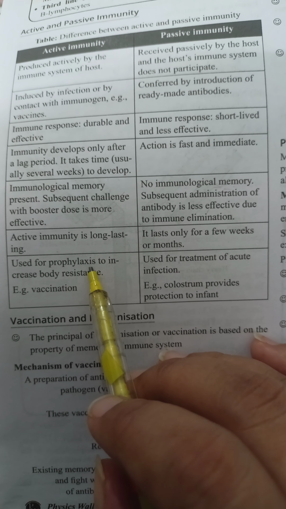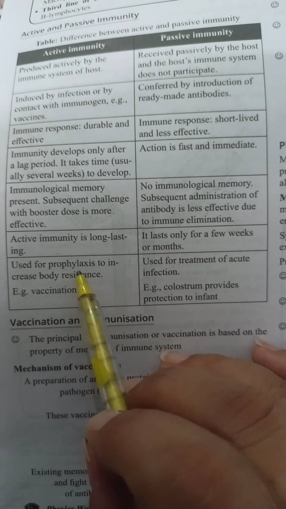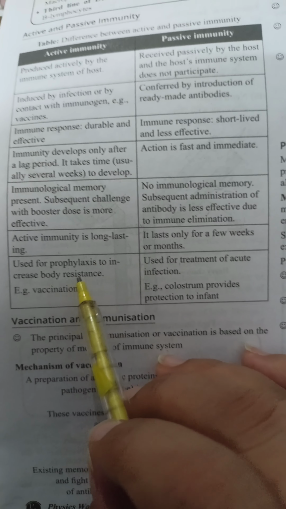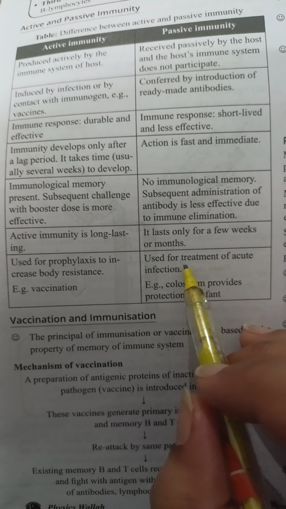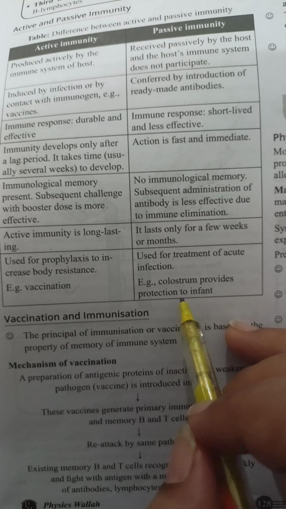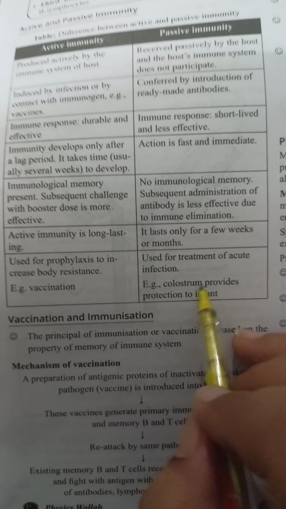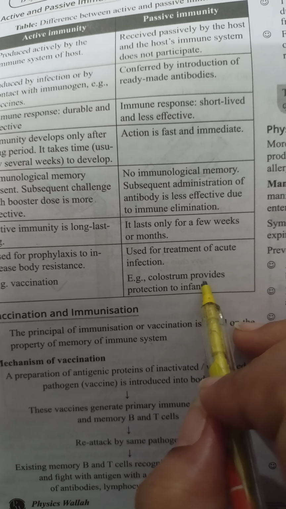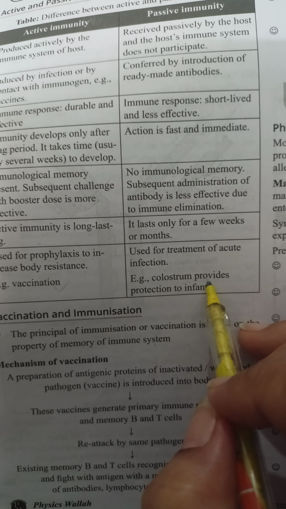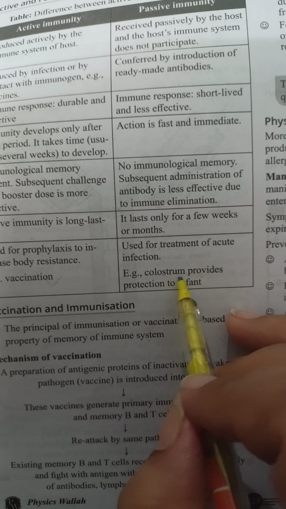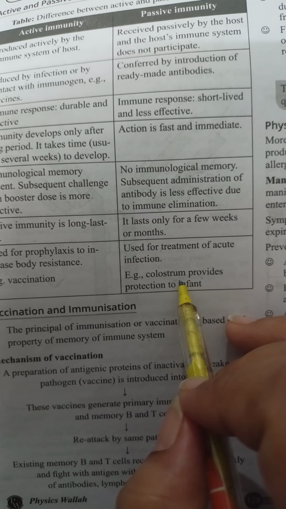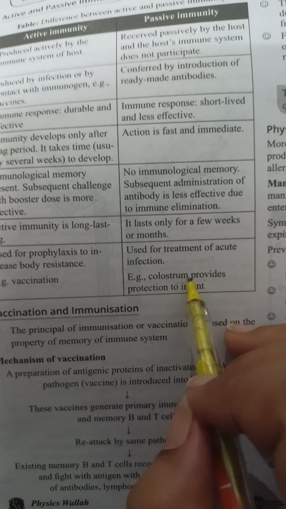Used for prophylaxis to increase body resistance, for example vaccination. Passive immunity is used for treatment of acute infection, like colostrum. Yes, this is a very good example of passive immunity, in which the newly born infant is given the mother's milk, which is called colostrum, a thin yellow milk, very nutritious in nature. So colostrum is provided to the infant in that case, right?